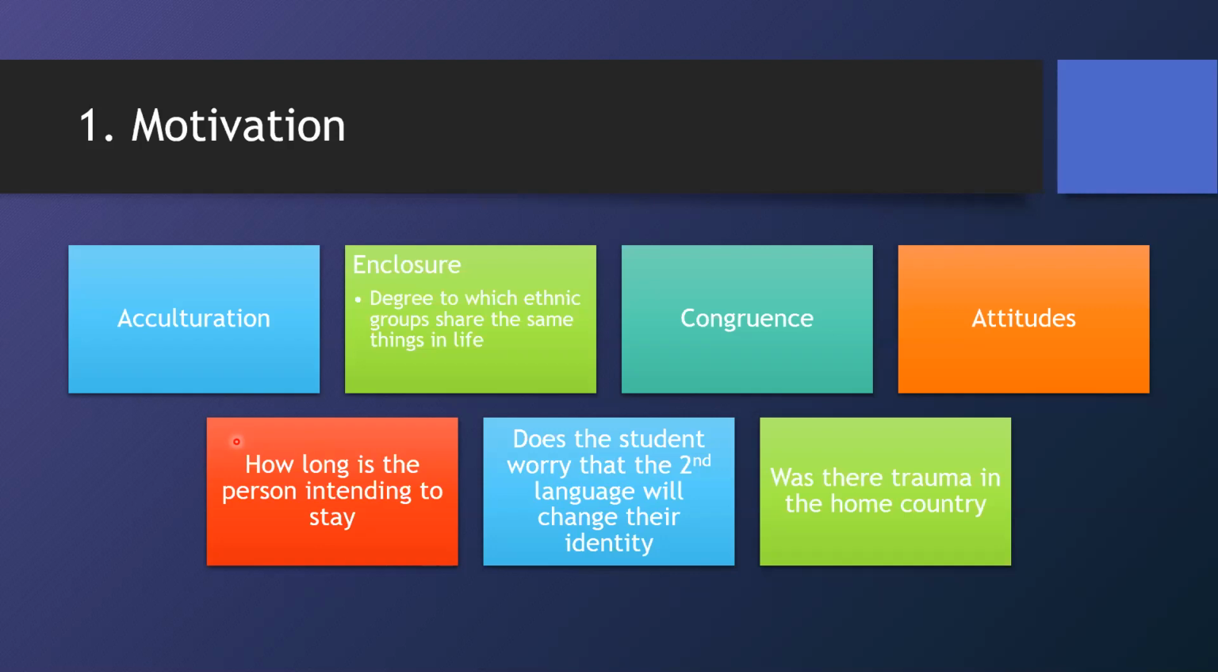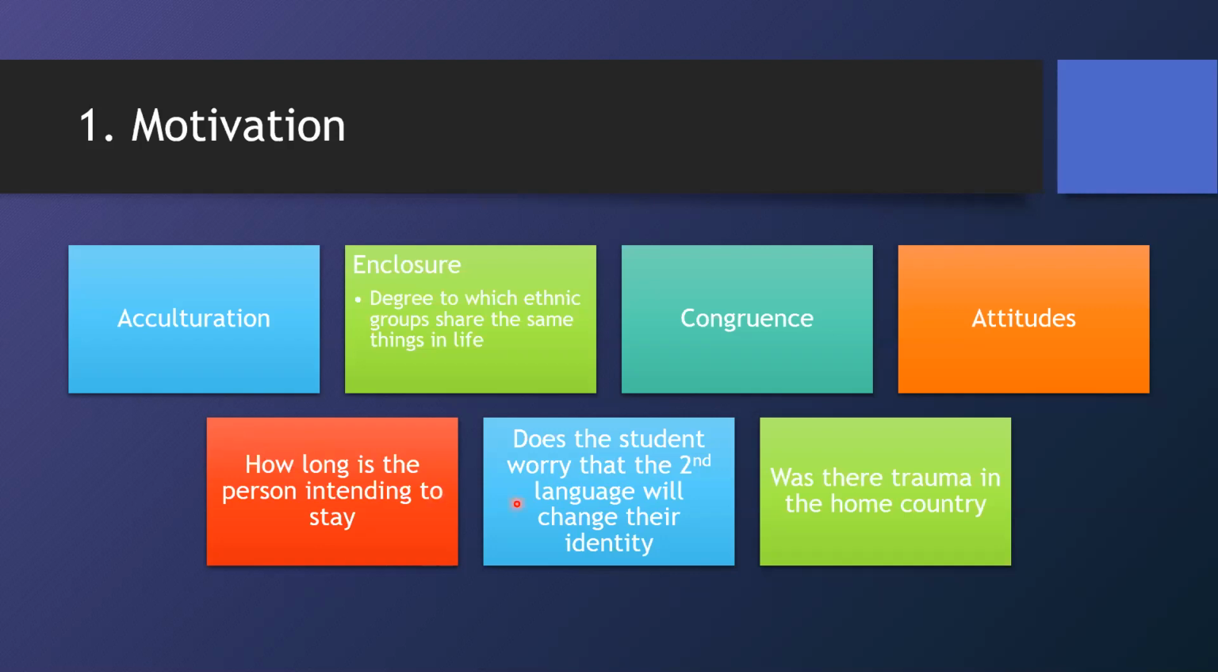If I know that, let's say that I'm a military spouse and we're being stationed in Germany, and I know we're only going to be there for 2 years, my motivation to learn German to the level of proficiency is not going to be as high as if I decide to move to Germany and make it my permanent residence.